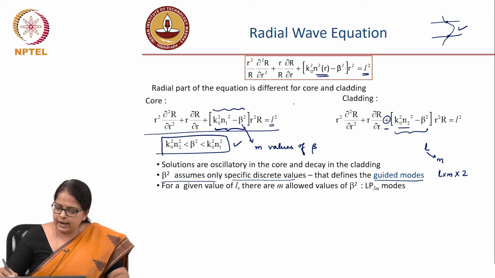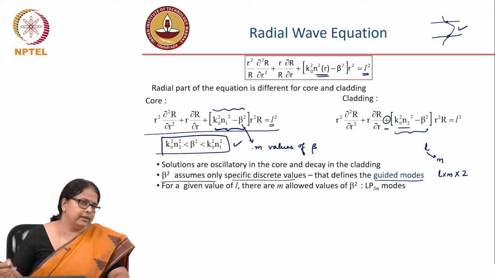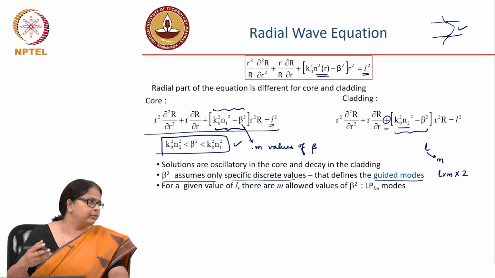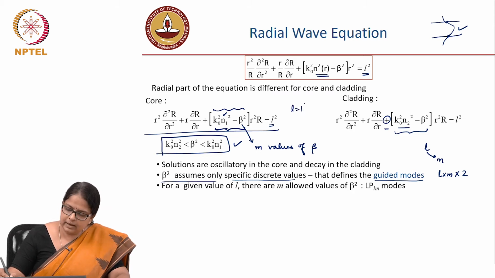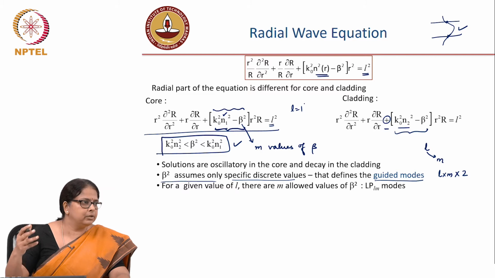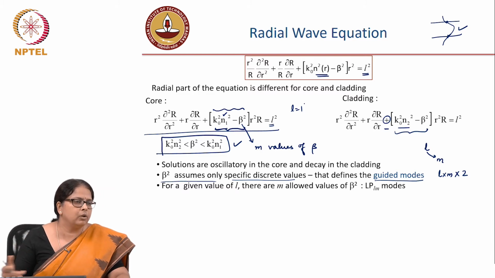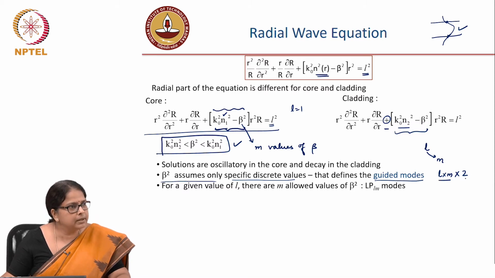Okay. So, for L equal to 0, I could have one value. For L equal to 0, I could have m equal to 5 values, 10 values, or 20 values, depending on what my n1 square is and depending on my dimension of the fiber. Then for L equal to 1, I could again have 3 values, 5 values, 10 values, depending on how I am getting the solution of this equation. So, in total I could have L times m times 2 times the number of modes supported in the system.